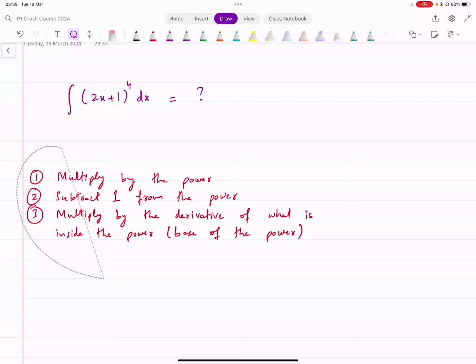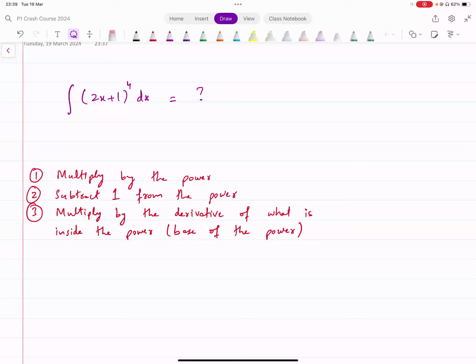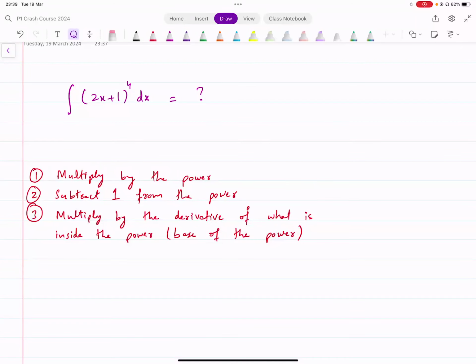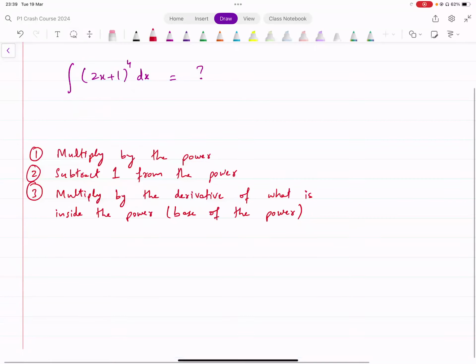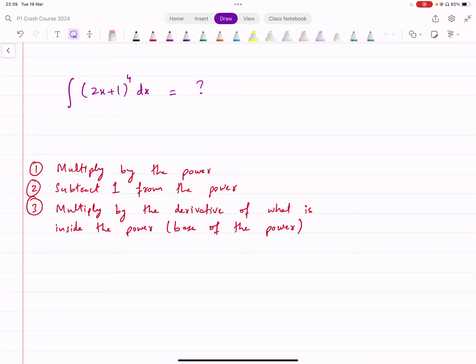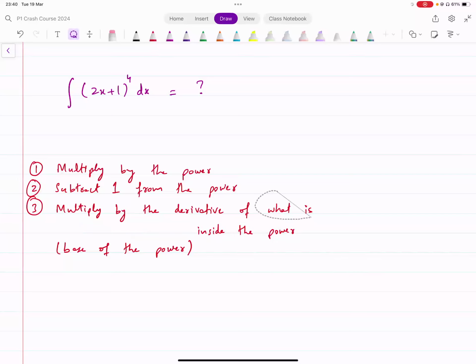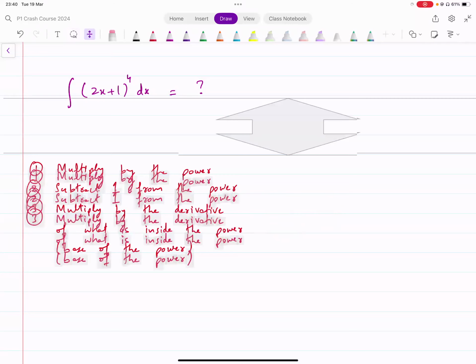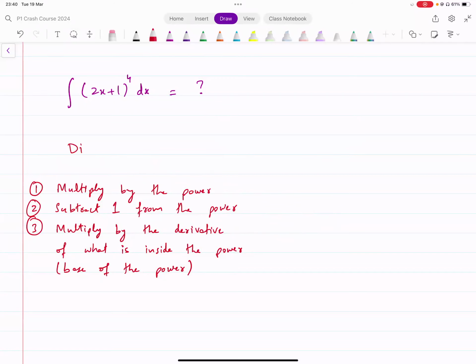We used to say multiply by the power, subtract 1 from the power, and then also multiply by the derivative of what is inside the power, the derivative of the base of the power. These were 3 steps that we had. So this was the process for differentiation. We used to do these 3 steps.